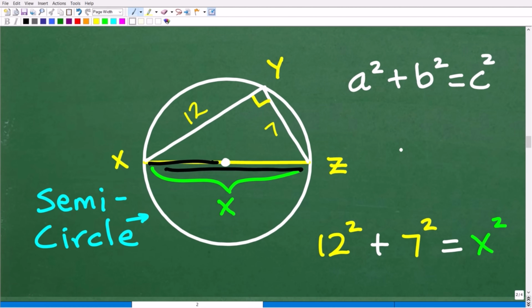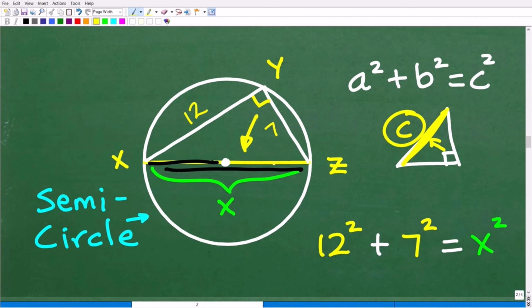Let me just kind of show you this real quick. So here is our right triangle. The longest side of a right triangle is C, which is called the hypotenuse. And it's always going to be opposite of that 90-degree angle. So this is C. So don't confuse this with A or B. These two sides right here, 7 and 12, one could be A, one could be B. It doesn't make a difference, but C is always the hypotenuse.